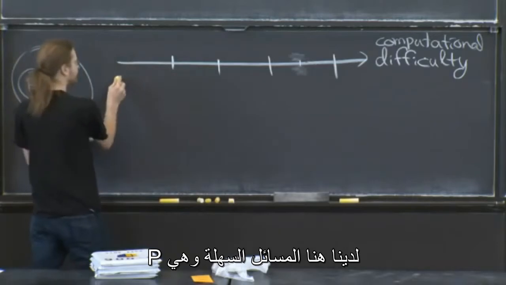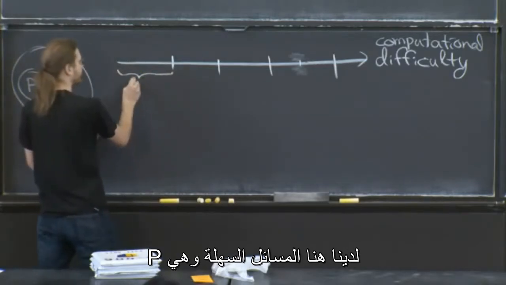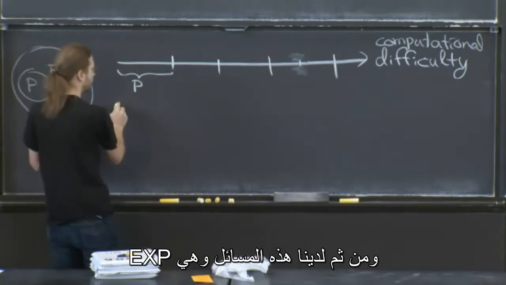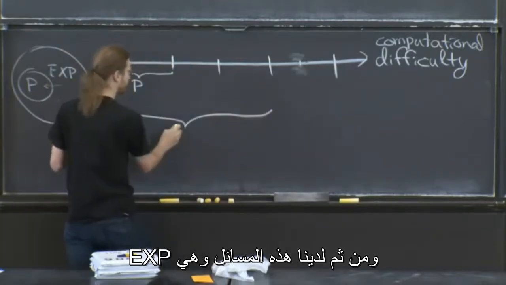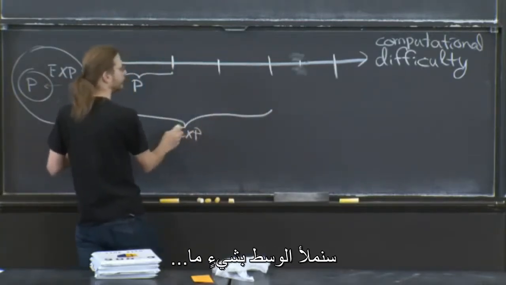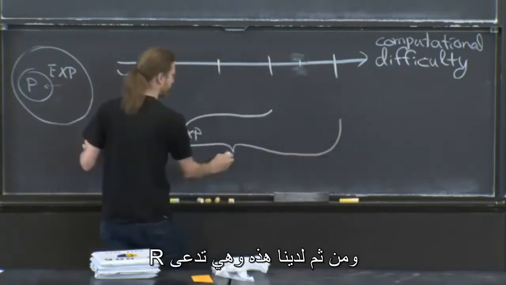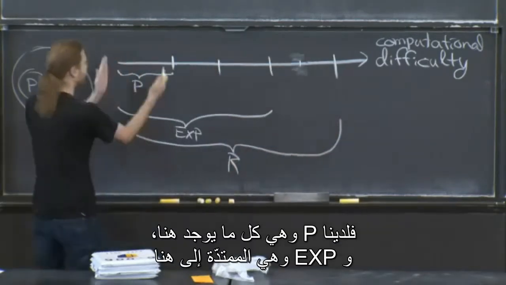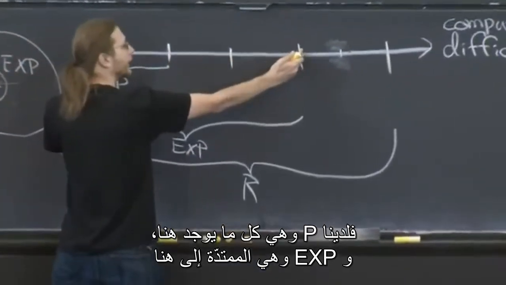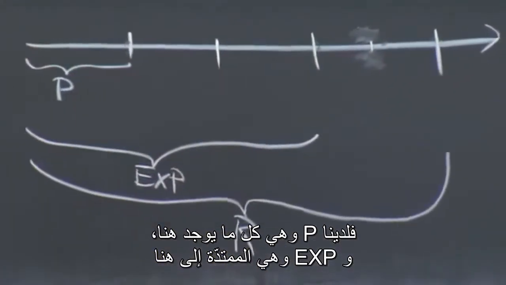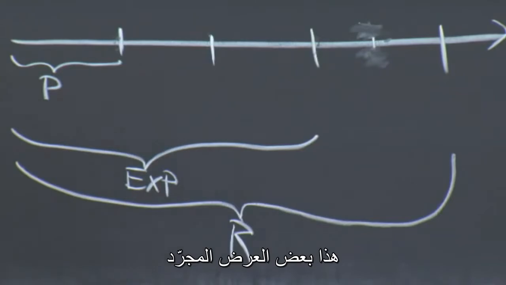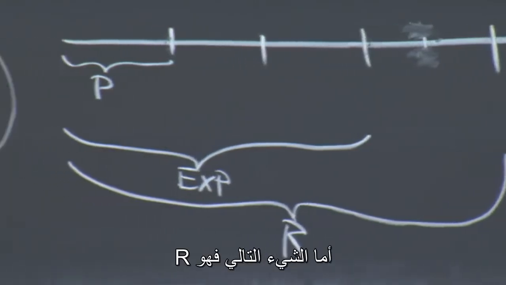We have over here the easy problems are P. Then we have these problems which are EXP. We're going to fill in something in the middle. And then this is something called R. OK, but so you've got P is everything here. EXP is all the way out to here. It's some abstract view. All right, the next thing is R.